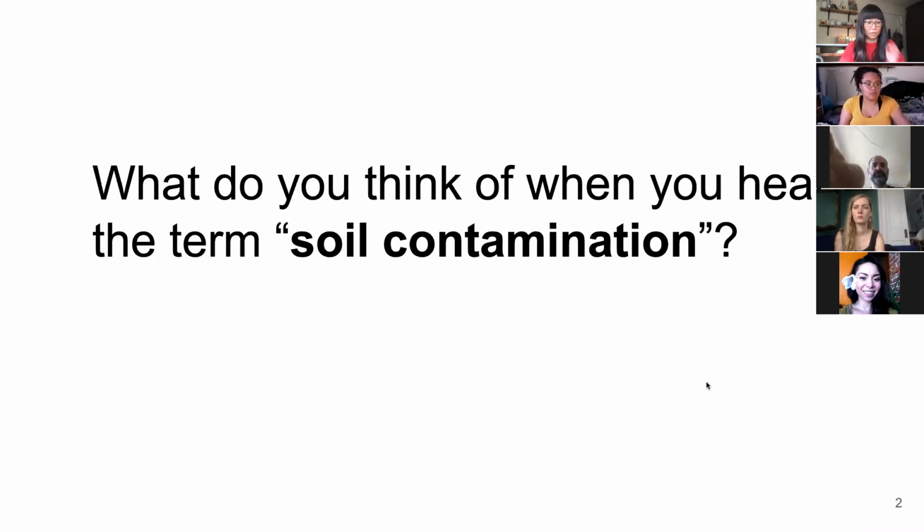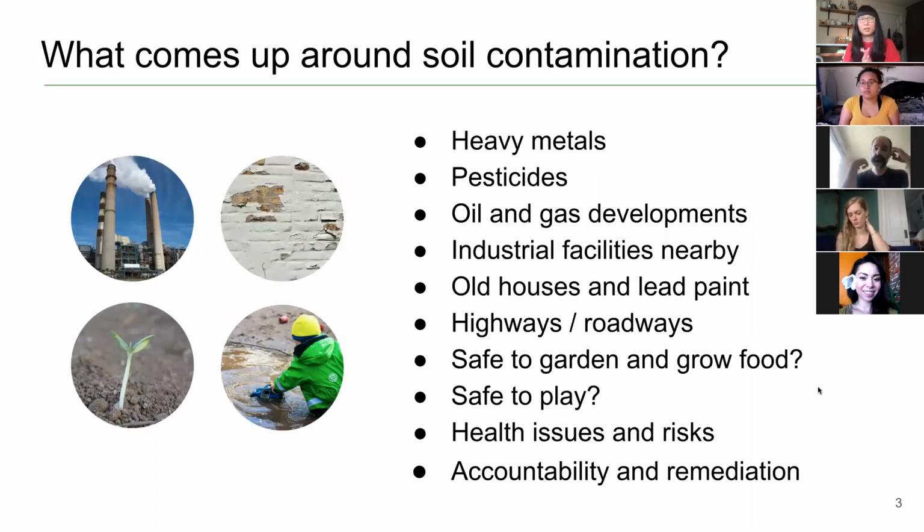So these are a lot of the terms that came up as we were doing this review on soil contamination as well. Heavy metals were at the top of the list. Also pesticides, industrial facilities nearby. So people worried about what sort of spill there might be coming over from nearby areas around lead, especially old houses and lead paint, lead gasoline from highways and roadways, even though leaded gasoline is not available anymore. There are things that have landed in the soil and stayed there over time.